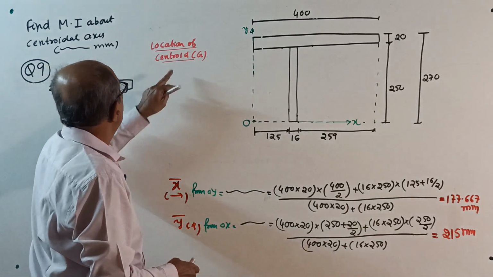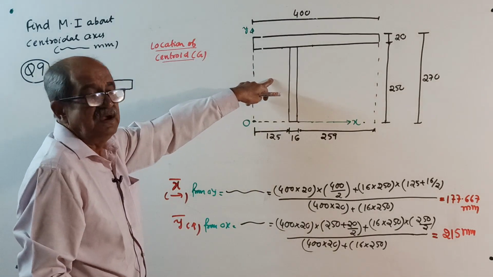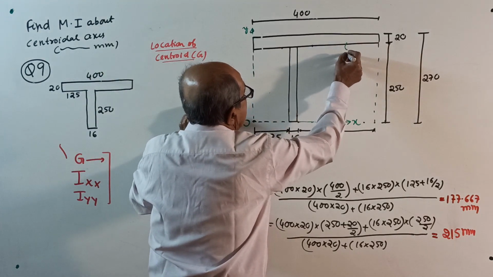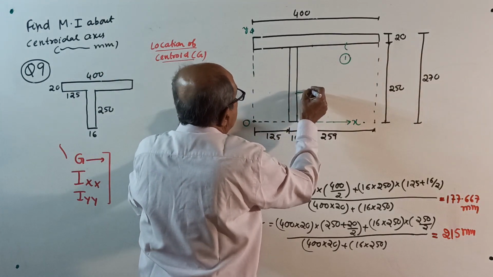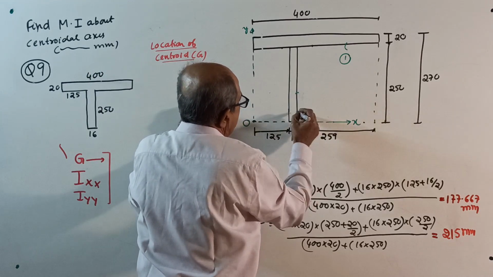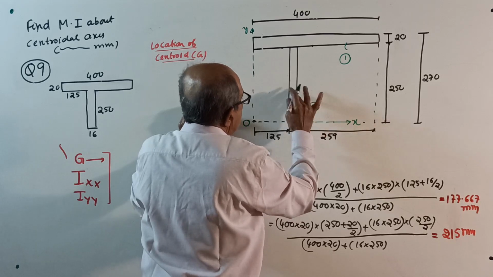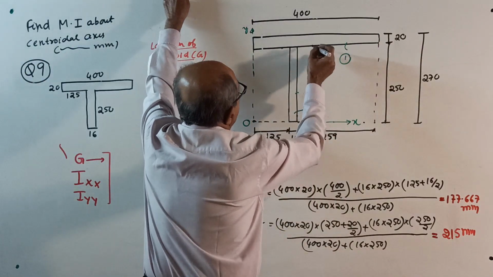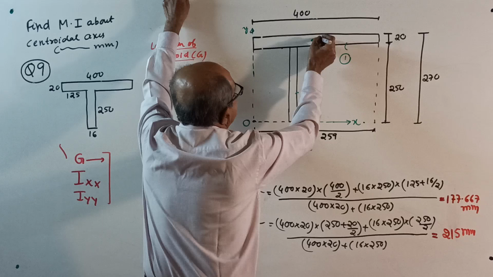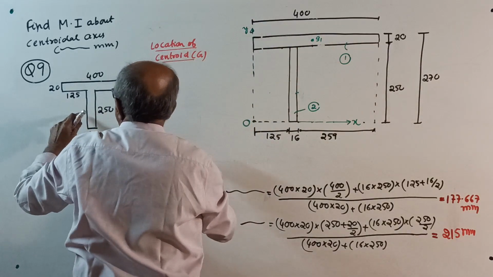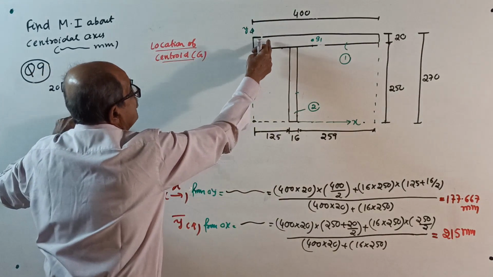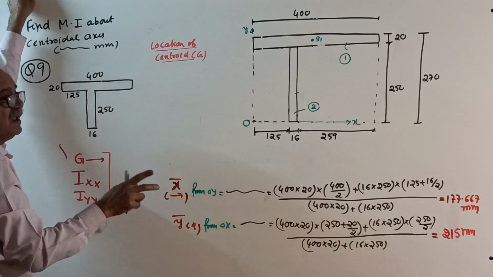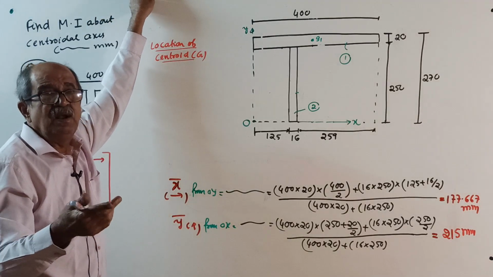Okay, start. Location of centroid. Divide into parts. I will take this as part 1, this as part 2. Space problem is there. See, now this is 420, so centroid will be exactly here, G1. This is actually called flange, this is web. Practically, these two will be equal, but sometimes a question can be given when they are not equal.